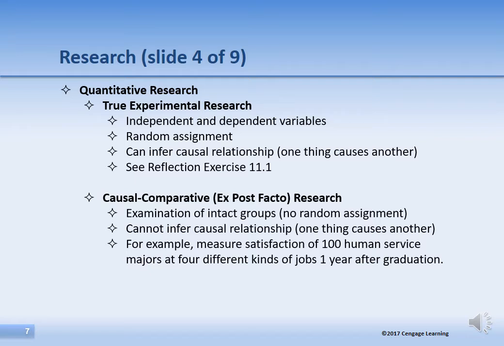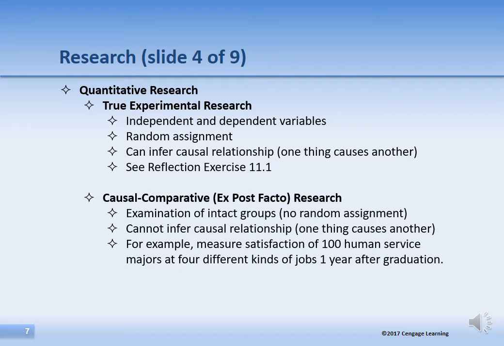A few examples of quantitative research design include the true experimental research design. In this research design, there are independent and dependent variables. There's a random assignment of participants. Also, with this type of research, the researcher can infer causal relationships. There's a stronger relationship, meaning one thing causes another. And there's a reflection exercise, 11.1, where you can explore this type of research in more detail.